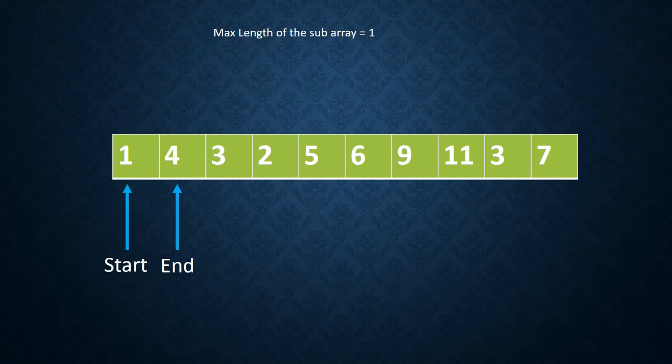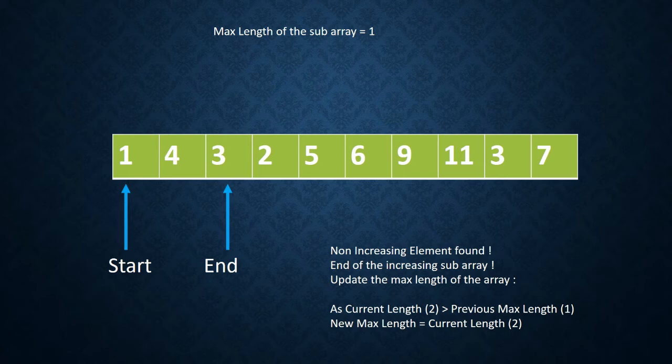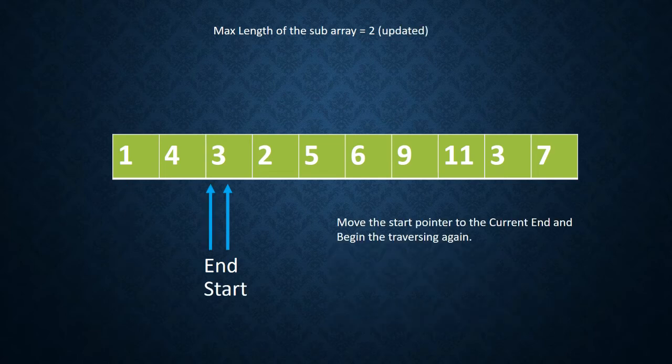Now we would increment our end pointer till we get an element which is not contributing to the increase in the subarray. So currently we can see that the current length of the subarray is 2. We would increment the end pointer, it would come to 3. Now we can see that 3 is the element which is not contributing to the increase in the subarray. So it's an end. Now update the maximum length of the subarray. As the current length, that is 2, is greater than the previous max length, that is 1, the new max length would be 2. Now bring the start pointer to this end pointer and start incrementing the end pointer.